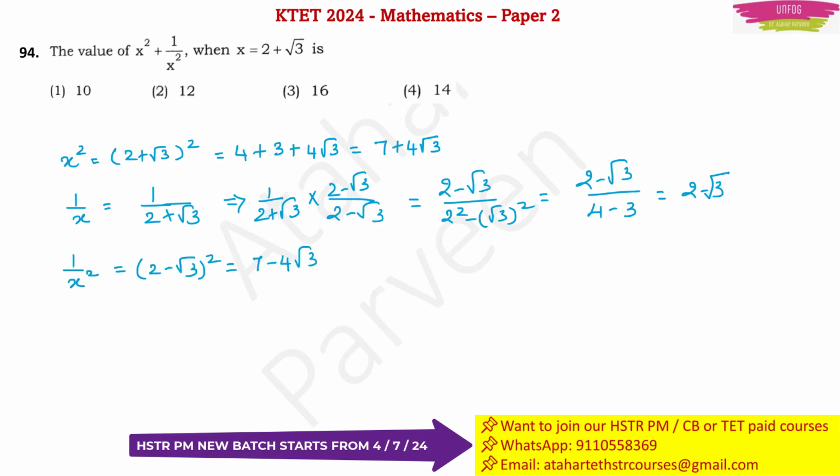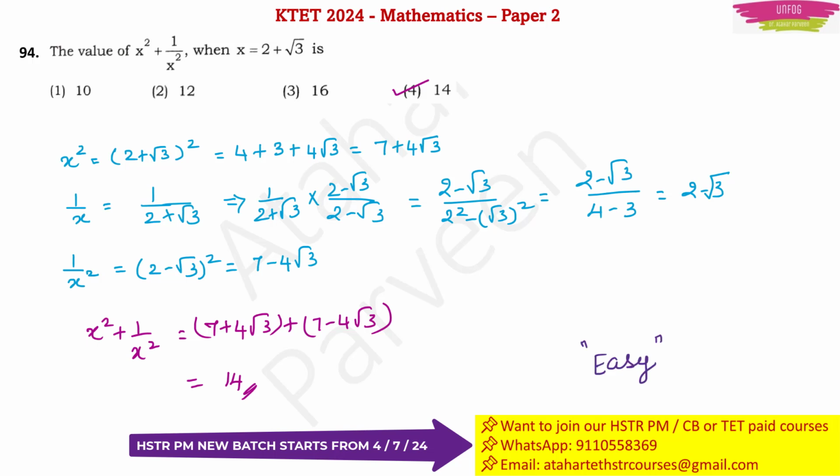So 1 by x square will be 2 minus root 3 whole square. Apply the formula a minus b whole square. This time you will get 7 minus 4 root 3. Now you have the value of x square also and 1 by x square also. Just you have to substitute and find the answer here. It will be 14. So here 4 root 3 and minus 4 root 3 will get cancelled. 7 plus 7 will give us 14. So this is also a simple problem from algebra. So I will rate it as an easy problem only.